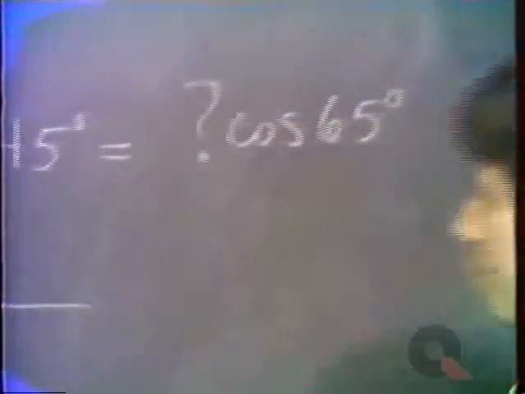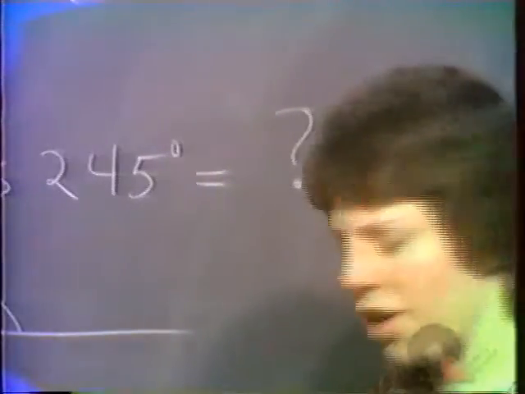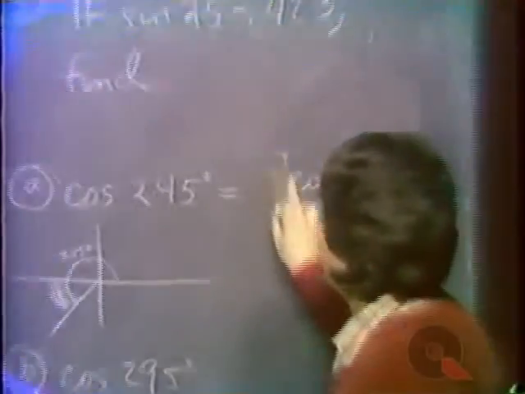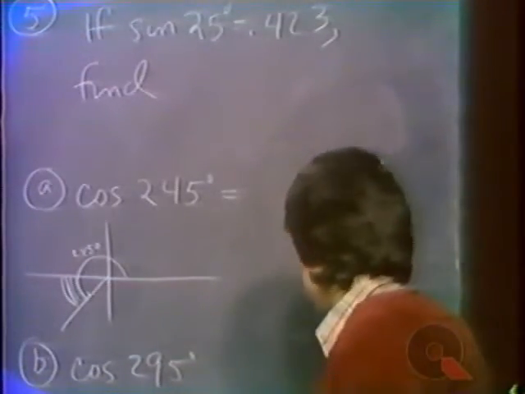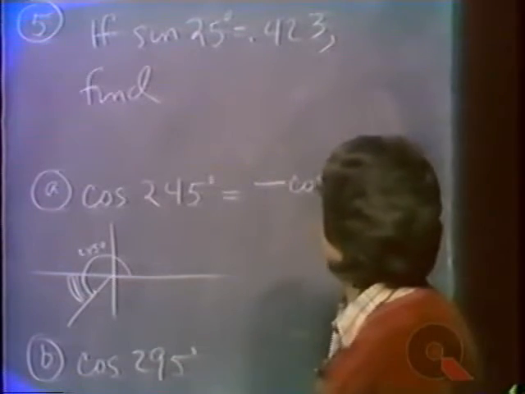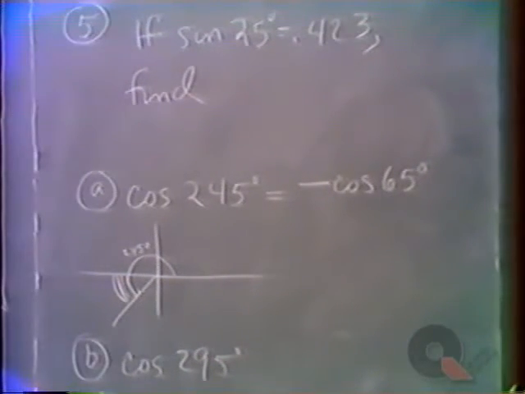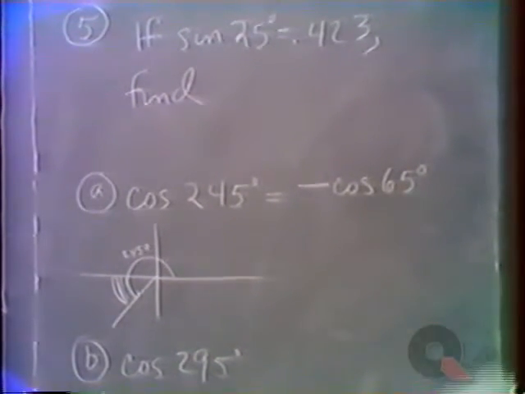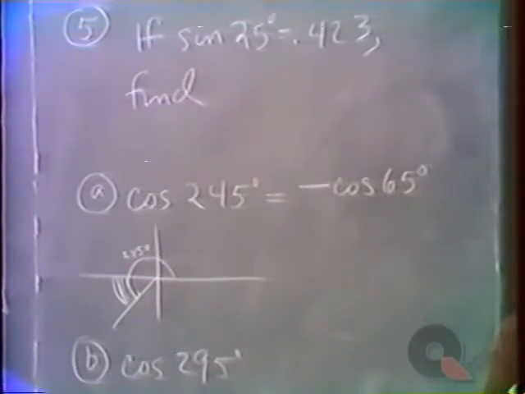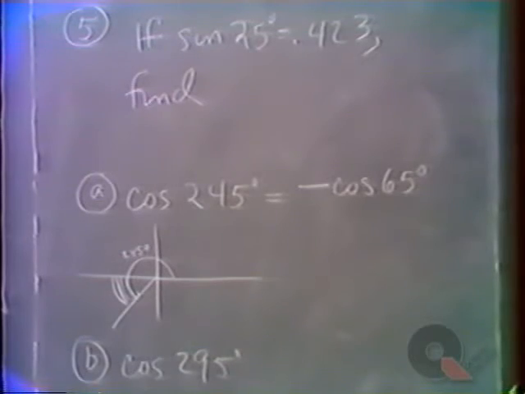And we say, well, this is a third quadrant angle, and cosine is negative in the third quadrant. Only tangent and its reciprocal are positive. So we have negative the cosine of 65 degrees. Okay, and at this point, since it's not one of our basic angles, we could look it up in a table, but we were given some information here. We were told the sine of 25 degrees.